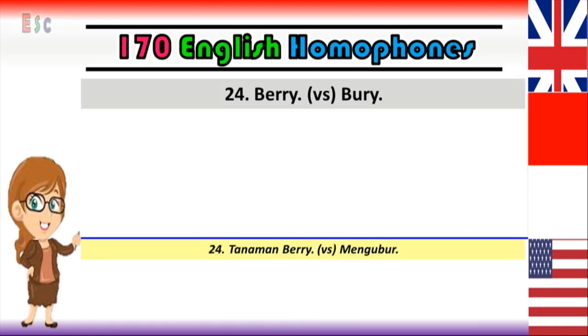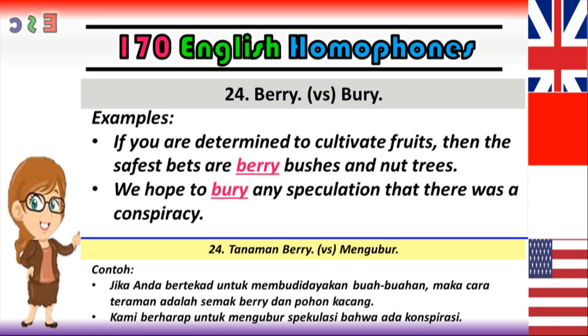24. Berry versus bury. Examples. If you are determined to cultivate fruits, then the safest bets are berry bushes and nut trees. We hope to bury any speculation that there was a conspiracy.